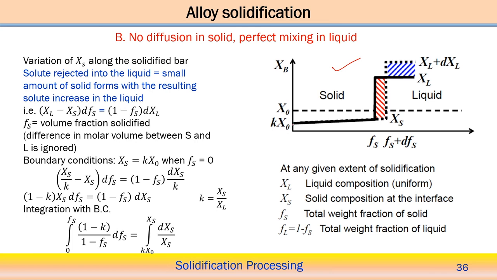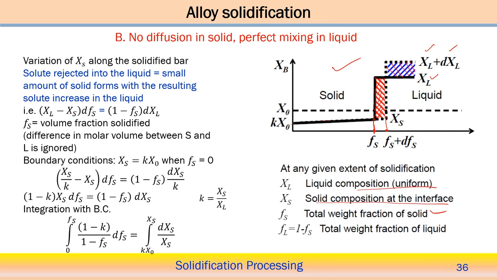So here you can assume this is the varying solid concentration, from kX0 to Xs at this particular point, where local equilibrium exists at the interface. Suppose the solid fraction is increasing from fs to fs plus dfs. Fs is the total weight fraction of the solid. Over a small increment, the liquid concentration also increases, from Xl to Xl plus dXl. This area indicates the solid fraction increase, and this the liquid concentration increase. Now we make the solute balance in this way: Xl minus Xs, where Xl is the uniform liquid composition and Xs is the solid composition at the interface.